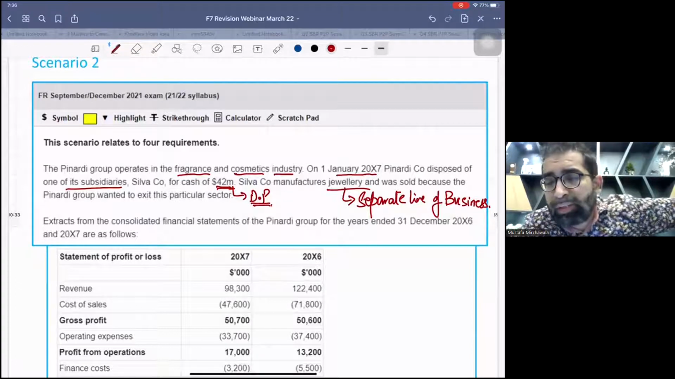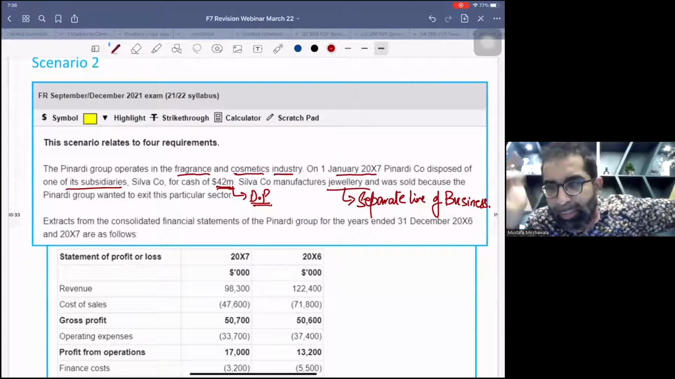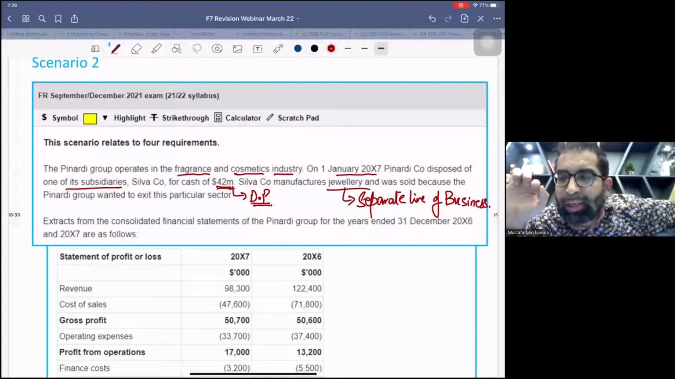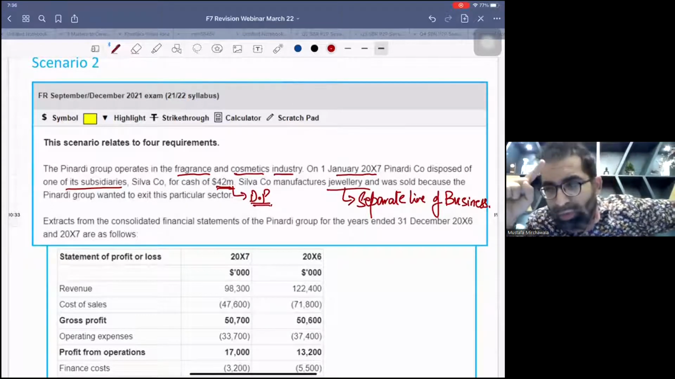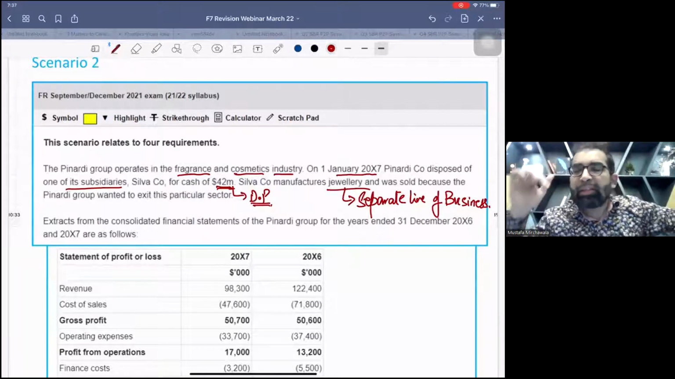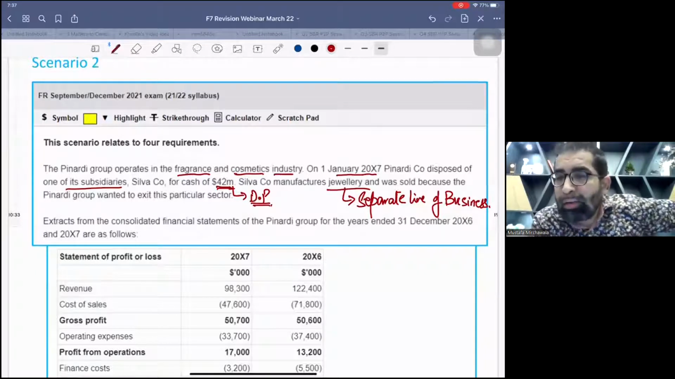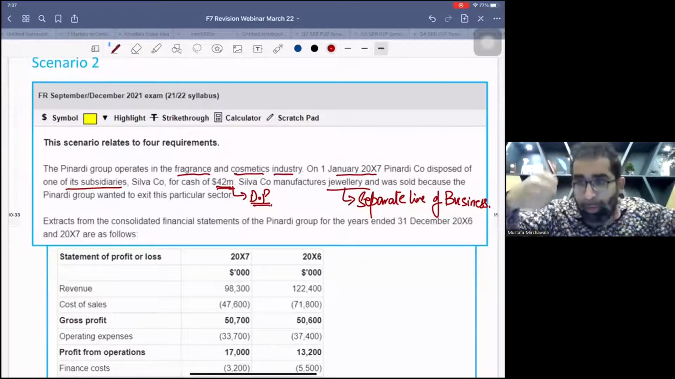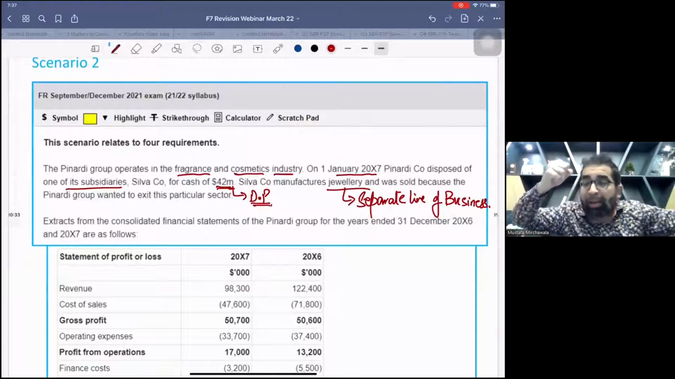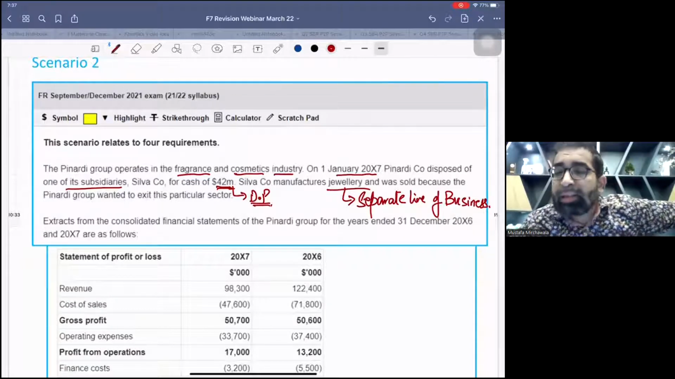So hope you remember one standard, IFRS 5: Non-current assets held for sale and discontinued operations. Remember, held for sale, HFS, is the presentation of the SOFP, but discontinued operation is the presentation of the income statement. So here we have sold a proper operation. We have sold a separate line of business. So yes, it qualifies for discontinued operation accounting.